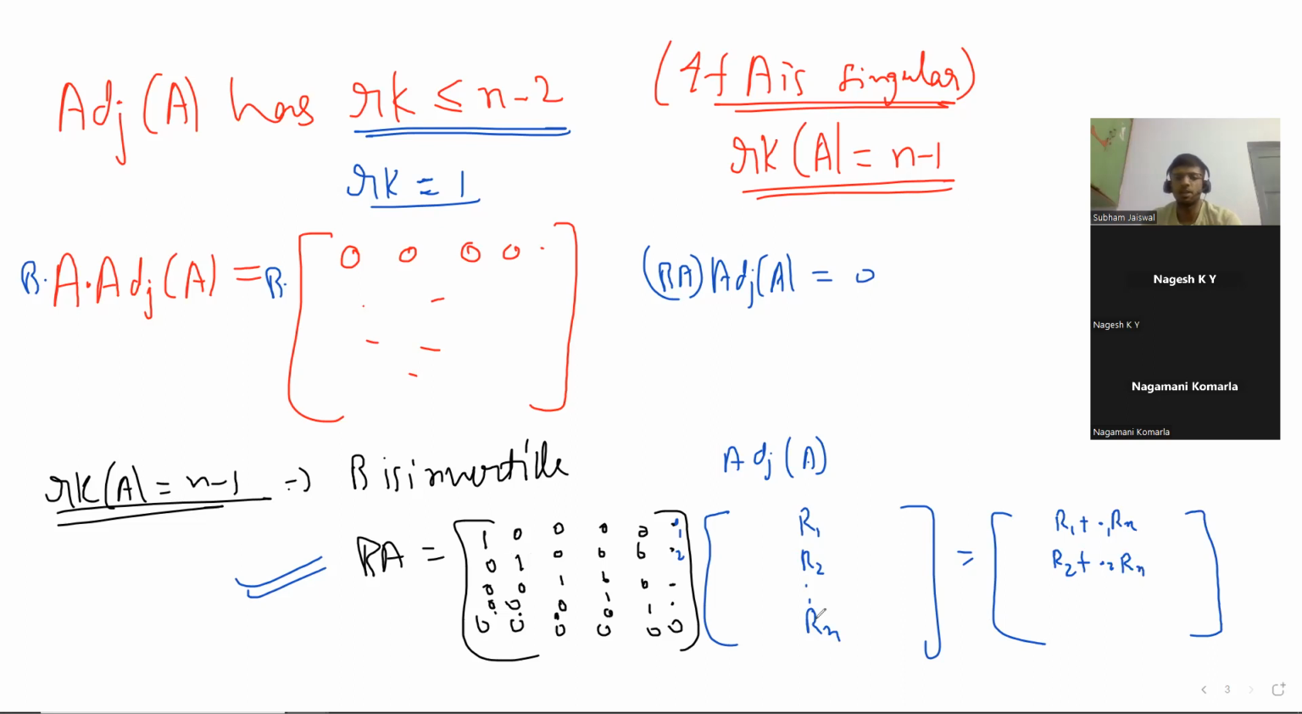Do you guys believe me? This is how the multiplication works. And then this is 0, 0, 0, which means that R1 is equal to dot times Rn. R2 is equal to dot times Rn. So everything is a multiple of Rn, right? So R1, R2 up to Rn minus 1 are just multiples of Rn. This is some multiple of Rn, maybe 2 times Rn, and this is 3 times Rn. So there is only one row actually. Others are all dependent on it.